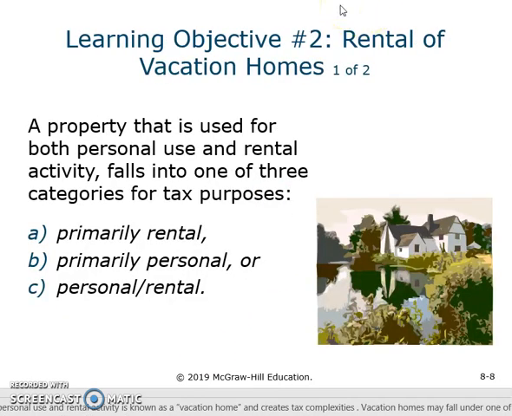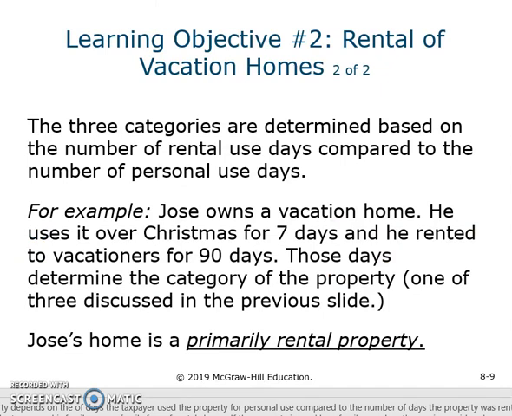Rental vacation homes are treated a little differently by the IRS depending on what category they fall into. Property that's used for both personal use and rental activity will fall into one of these three categories: primary rental, primary personal, or personal/rental.